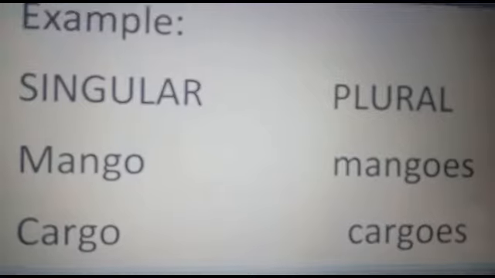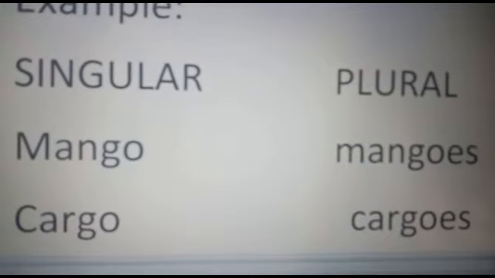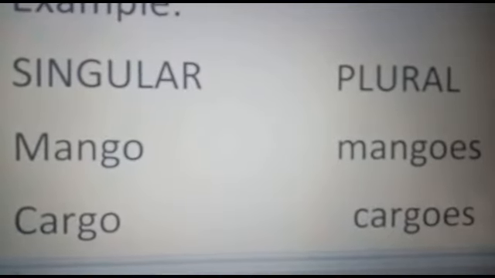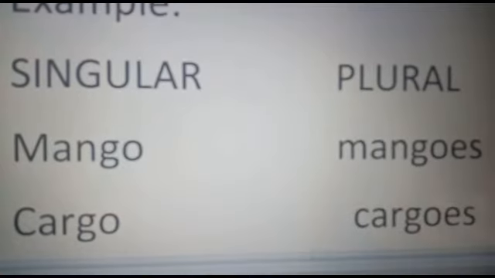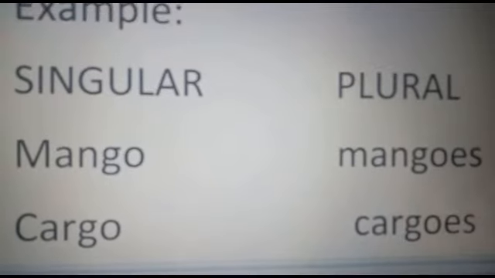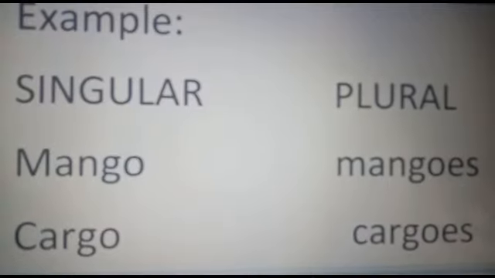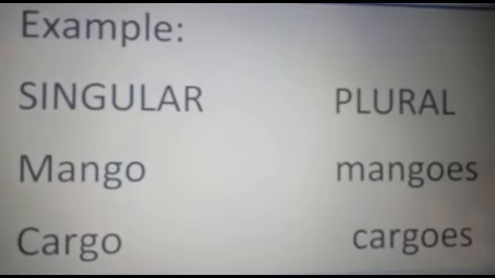For example, mango, mangoes. Cargo, cargoes. You see, just O should be preceded by a consonant and it is converted into es. Okay, let me give you another example. Let's say echo. You can see it also ends with the letter O and it is preceded again by a consonant. How are we going to make it? It will be echoes. Simply, you have added es to it. So this is how you can form plurals out of the singular nouns. Okay, I hope it's clear and we'll move forward.